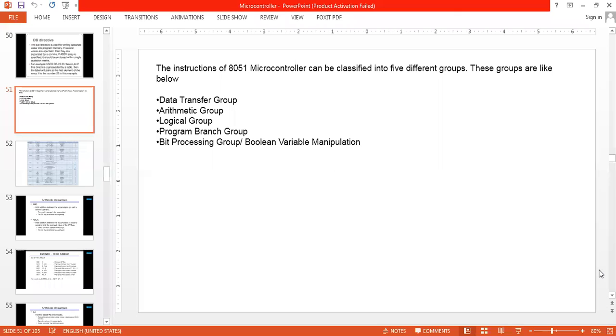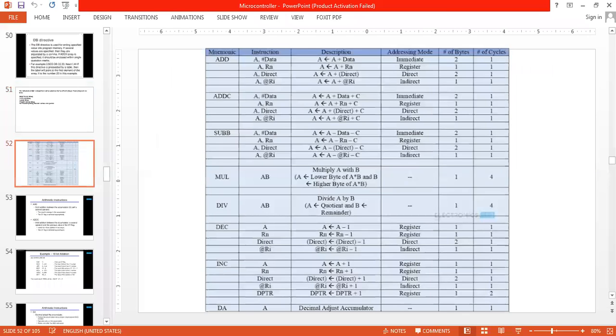So now we will see, we'll understand what the arithmetic instruction set is. Okay, we have seen the data transfer instruction set. Now we will go for arithmetic instructions, right? So these are the arithmetic instructions I have. So which are those?